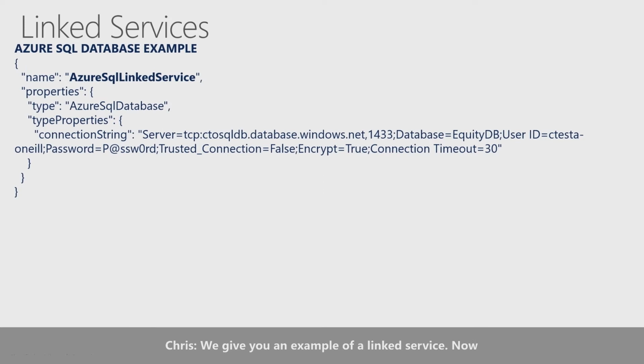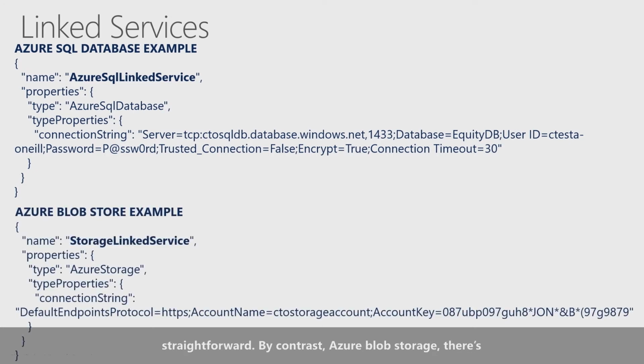Okay. We'll give you an example of a linked service. Now, you could do these using a wizard, if I'm being brutally honest with you, but in the background is JSON. So we wanted to give you an example of an Azure linked service for Azure SQL Database, and the fact that there's a connection string in there. If you're familiar with SQL Server, it should be very straightforward. By contrast, Azure Blob Storage has different information because it wants the account name and the account key. It's really just highlighting that different linked services need different information. But if you're familiar with Event Hubs and so on, you're also familiar with storage keys.